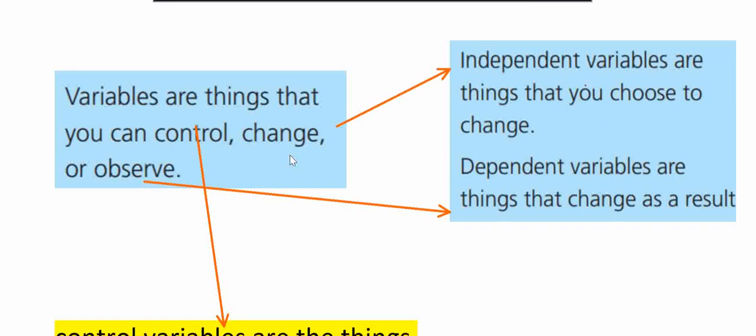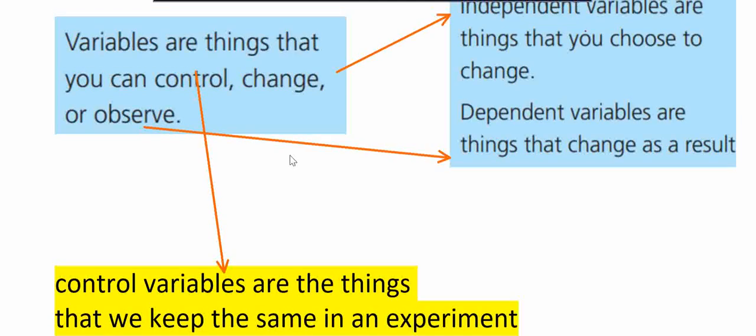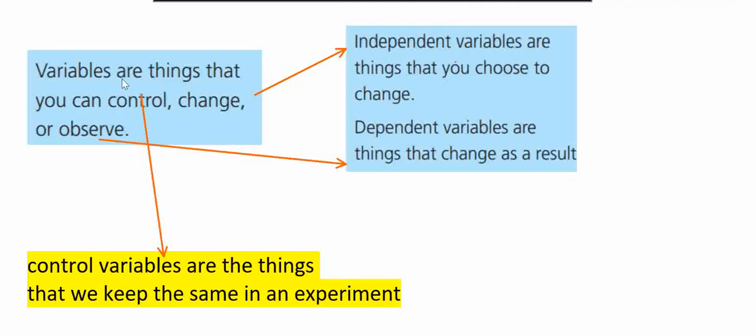Variables in a scientific experiment are things that you can control, change, or observe. The variables that you can control are called control variables. Control variables are the things that we keep the same in an experiment. So, the keyword is the same.